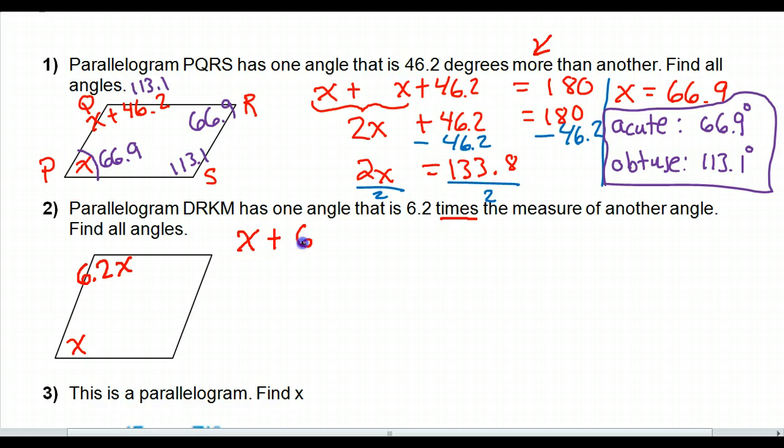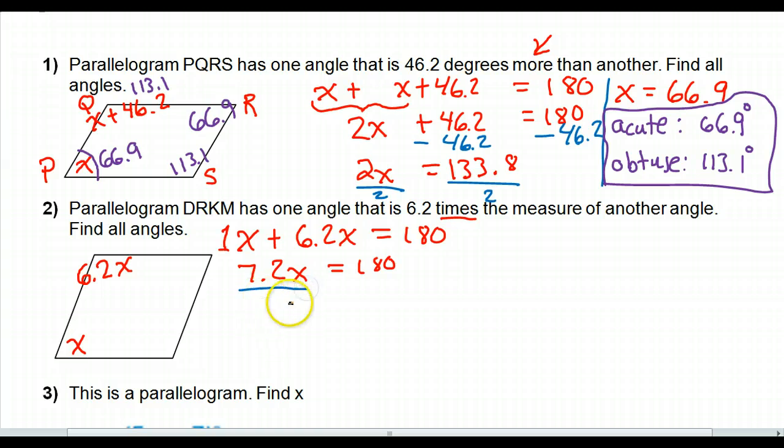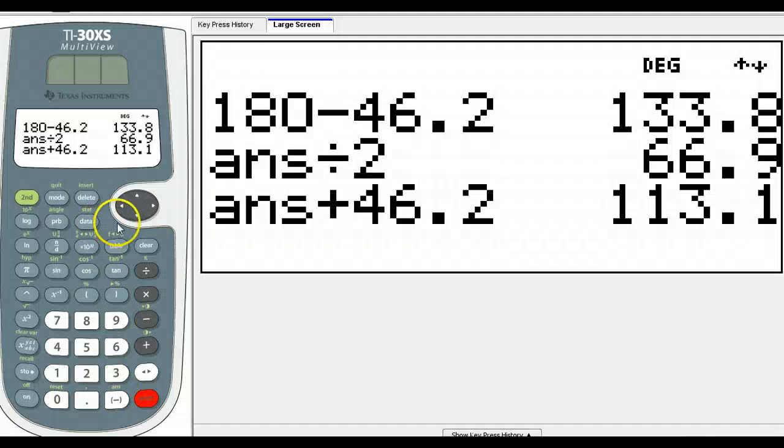So the equation is going to have to be like this. X plus 6.2x is equal to 180. They are supplementary. If I put these together, remember, this is like having 1x. So this will make 7.2x is equal to 180. And so then I'm just going to divide. So if I divide both sides by 7.2, that should give me my answer. Okay, so 180 divided by 7.2.